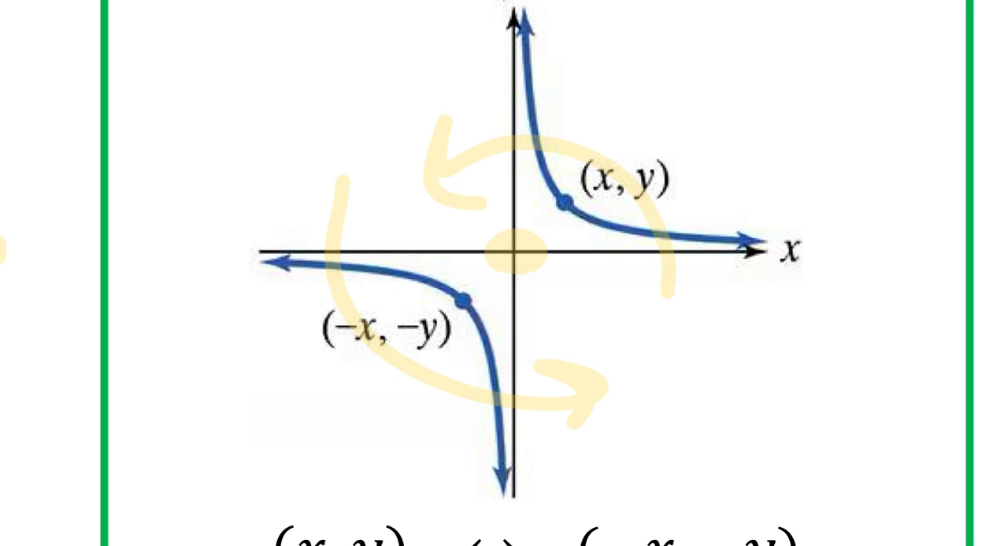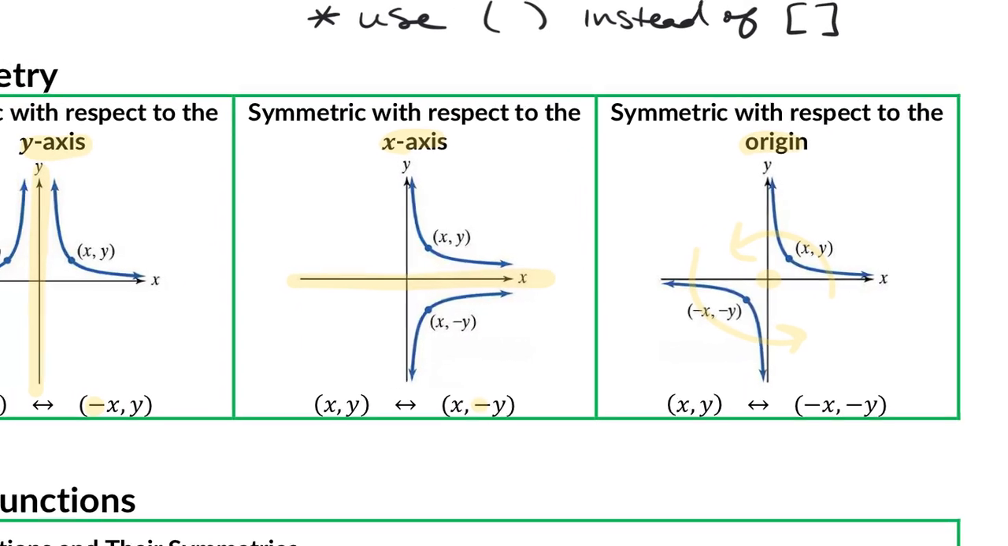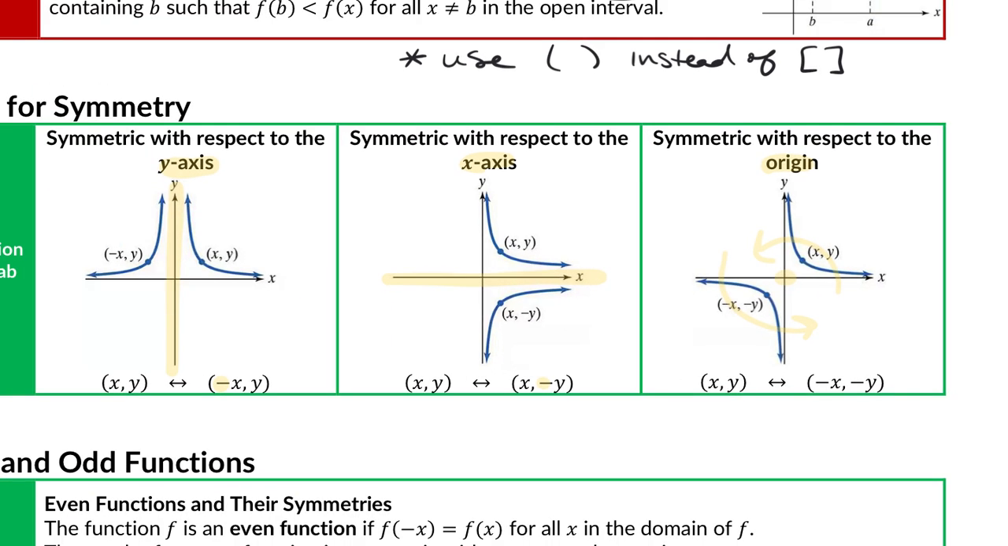So on your paper, you can put your pencil right on the origin and spin your paper around. And if it looks the same as when you started, that means that it's symmetrical about the origin. But in reality, what that means is we've switched the sign of both the x and the y. So notice that we have two negatives that have shown up in our new coordinate points that we can use symmetry to find.